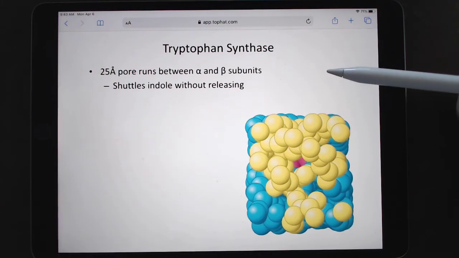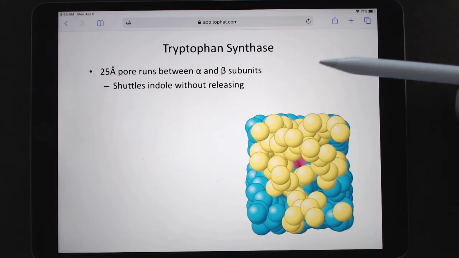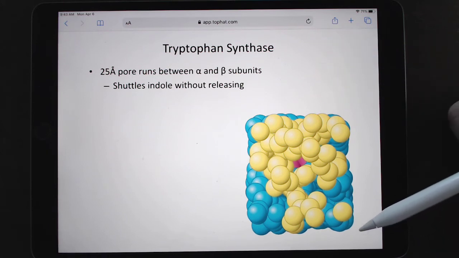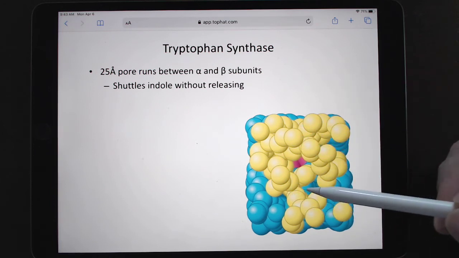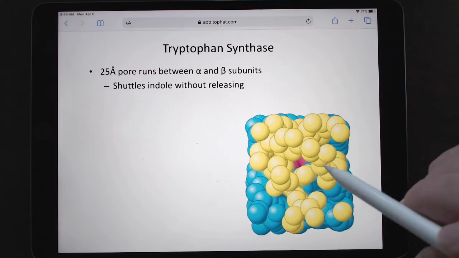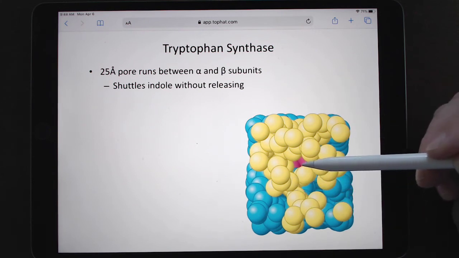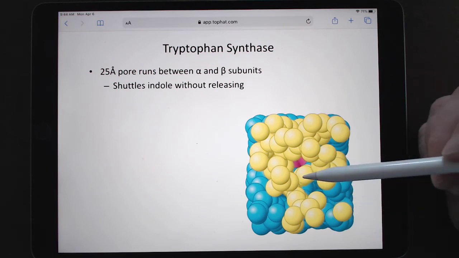But because they're connected, you don't want that indole to react with something else. So what ends up happening is this yellow indole synthesis, after that's made, then it actually travels down a tunnel down to the, you can see this on here, the magenta, the cofactor here. So there's a 25 angstrom pore that goes through there.